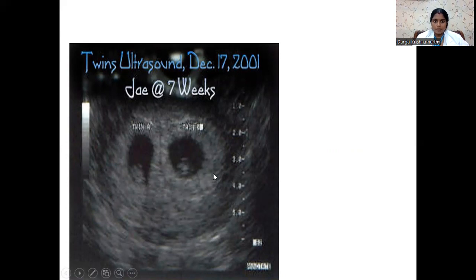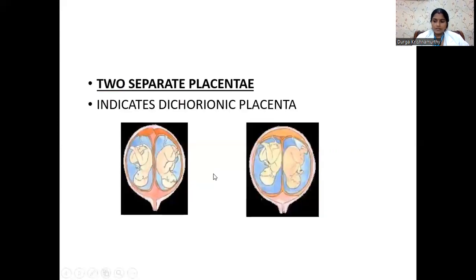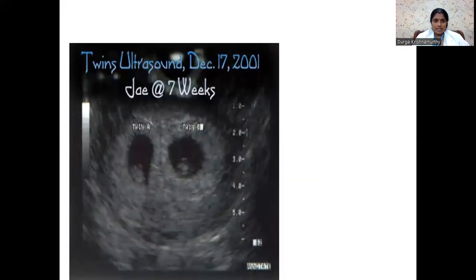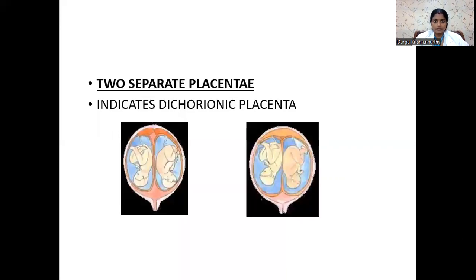Where do you see here? This is an ultrasound picture at about the 7th week. At 7 weeks, you see two sacs here, correct? There are two sacs, and the babies are developing there. So these are called diamniotic and dichorionic twins. Usually, it is dichorionic. When there are two separate placentas, it indicates a dichorionic placenta.